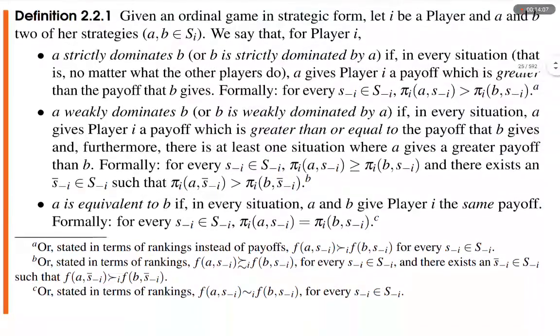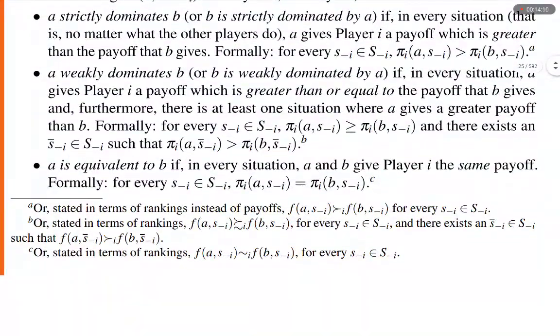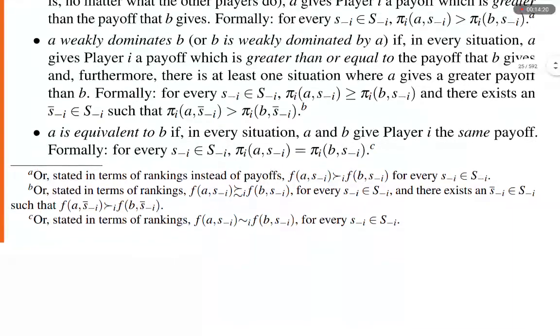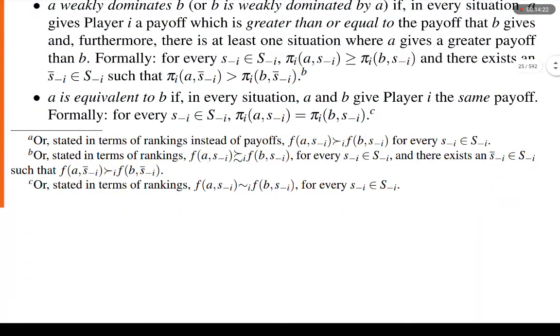Second bullet point. A weakly dominates B, or B is weakly dominated by A, if in every situation A gives player I a payoff which is greater than or equal to the payoff that B gives. And furthermore, there is at least one situation where A gives a greater payoff than B.